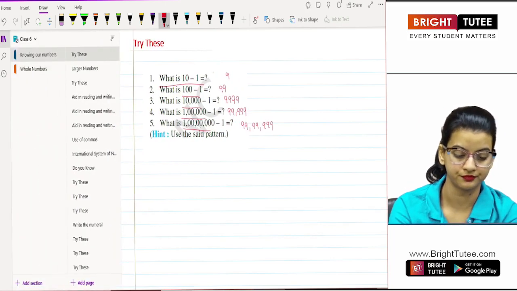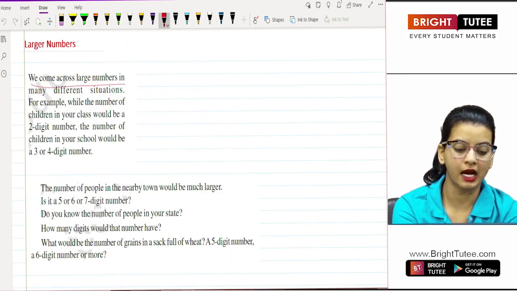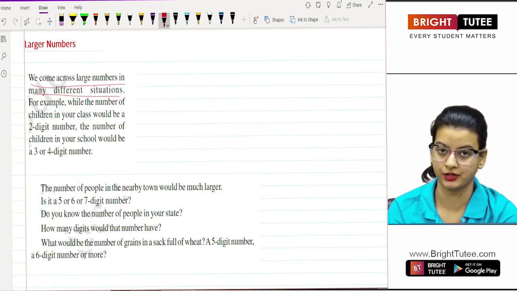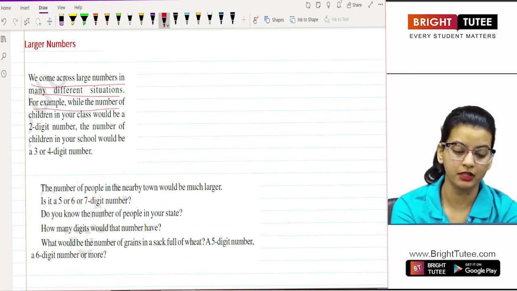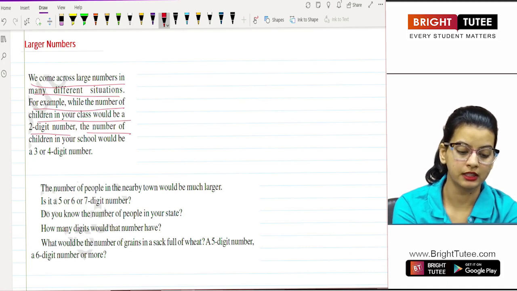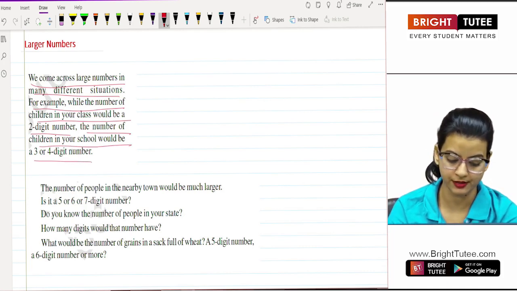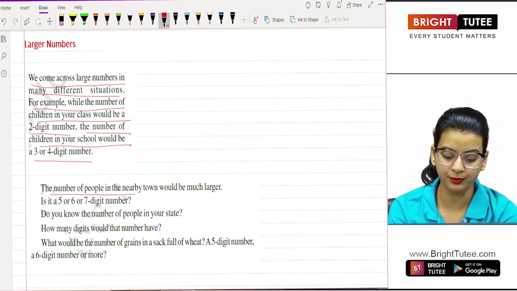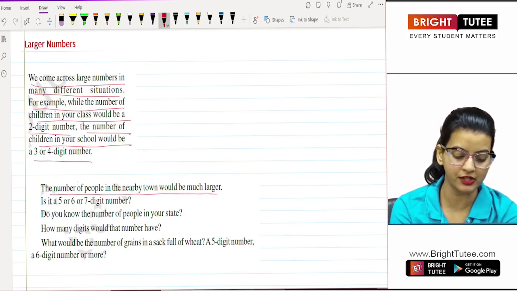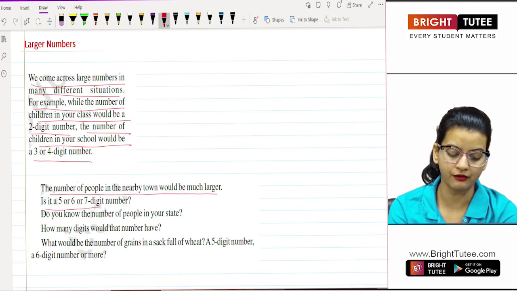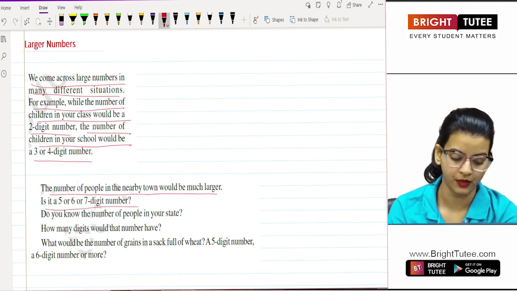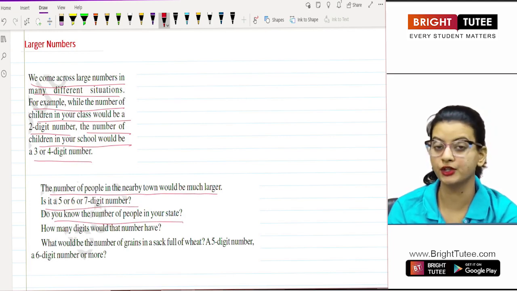Alright, moving ahead. Now we come across large numbers in many different situations, right? For example, while the number of children in your class would be a 2-digit number, the number of children in your school would be a 3 or 4-digit number, right? This is very true. Now, the number of people in the nearby town would be much larger. It is a 5 or 6 or 7-digit number.